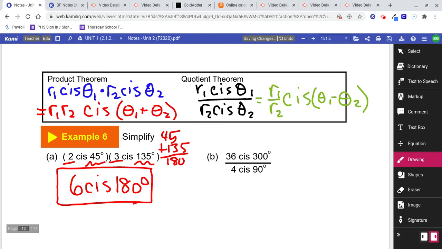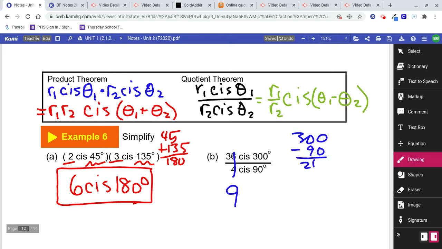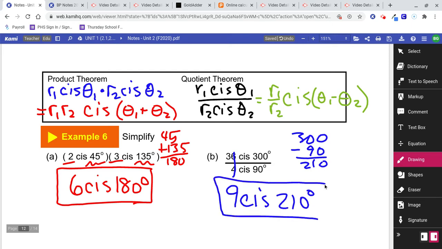That's the product theorem. So for the quotient theorem, we're just going to divide the two r numbers. 36 divided by 4 is 9. And we're going to subtract the two angles, 9 cis 210. It's much harder to convert back and forth between polar and rectangular form. That is it for product and quotient.